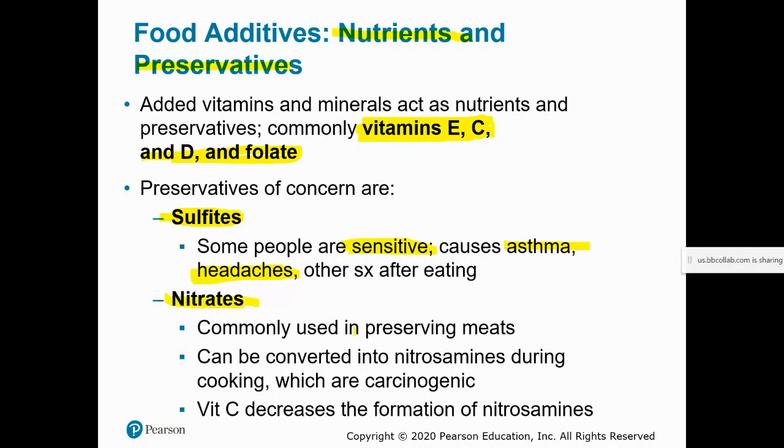These are really common in meat preservation. So a lot of processed meats then need to be preserved in their processing. So a lot of salamis, a lot of deli meats.